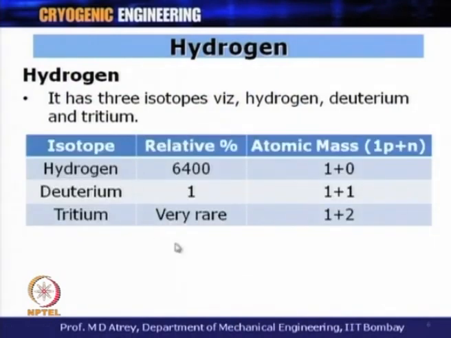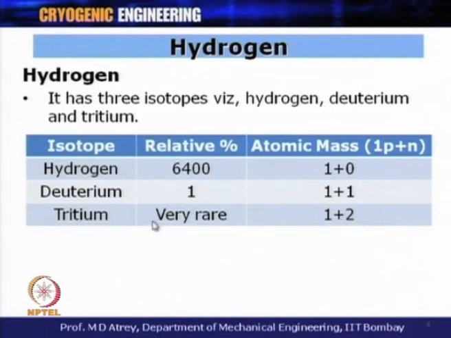Now, the relative percentage of existence of these 3 isotopes is 6400 to 1 for hydrogen and deuterium respectively. All of them have 1 proton in the nucleus, and the number of neutrons varies depending on the isotope we are talking about. For hydrogen we have 0 neutrons, for deuterium we have 1 neutron, and for tritium we have 2 neutrons.